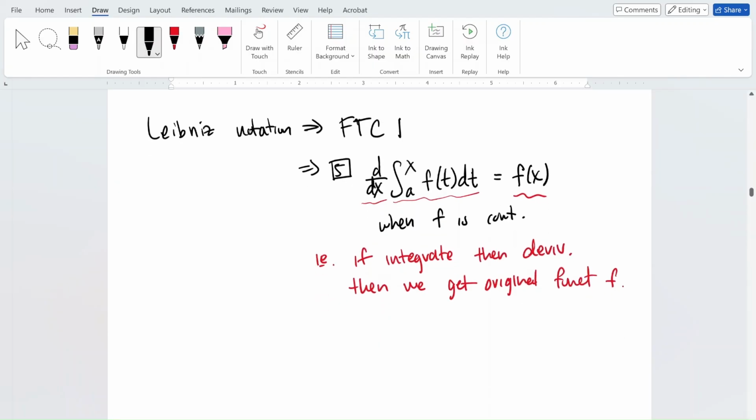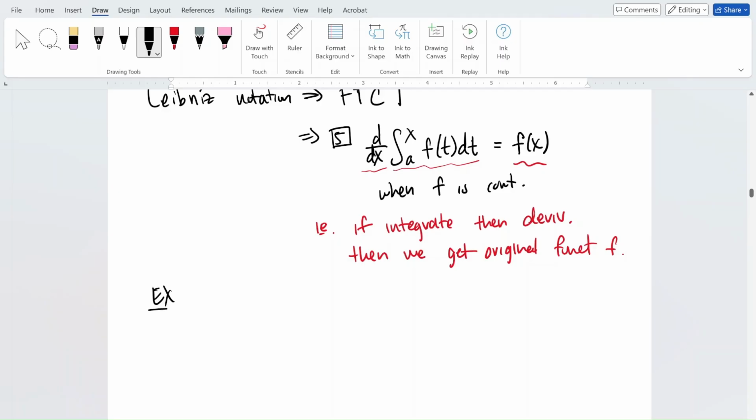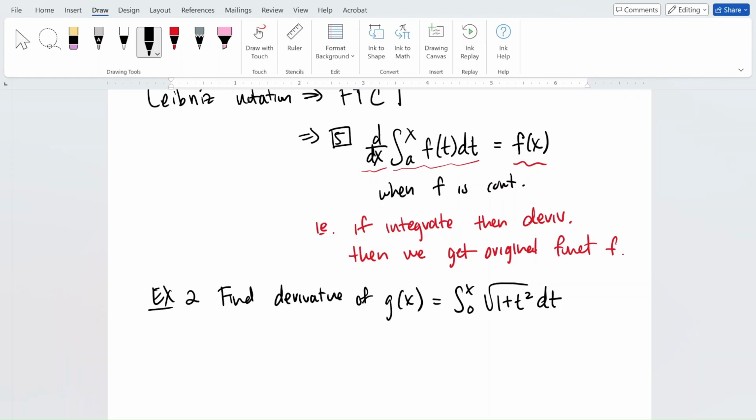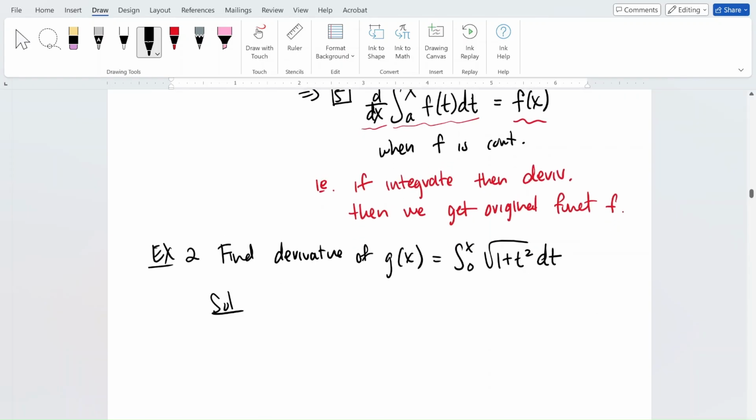So, quick application. Example number 2. I want you to find the derivative of g of x equaling this integral from 0 to x of the square root of 1 plus t squared dt. Well, here's the solution. What is the function that you're working with? f of t is the square root of 1 plus t squared. We know it is a continuous function, right? Under the radical would never be undefined. So we know it's continuous.